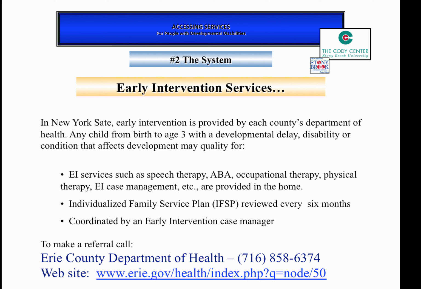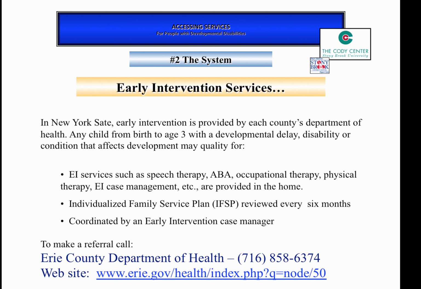Also, there would be an individualized family service plan, or an IFSP. Remember, we talked about an IEP, or an individualized education plan for school-age children. This is what happens for our babies, for our 0 to 2ers in early intervention services. It's reviewed every 6 months because developmental milestones are accomplished so quickly at that early age. And it's coordinated by an early intervention case manager.